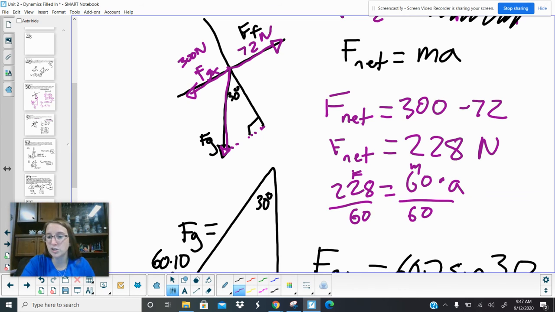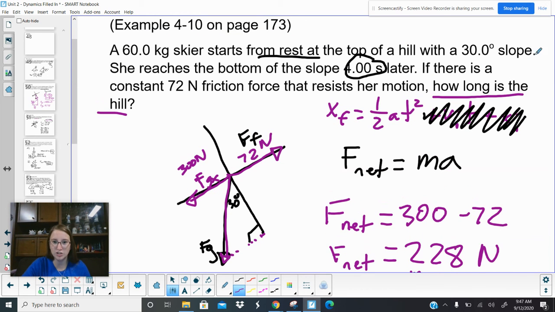We get an acceleration of 3.8. Anytime you guys do a question, you always go, okay, I'm done. Wait, let me go back. Let me read the question. I found acceleration. I want to know how long the hill is. So we're going to plug back into our original goal here.